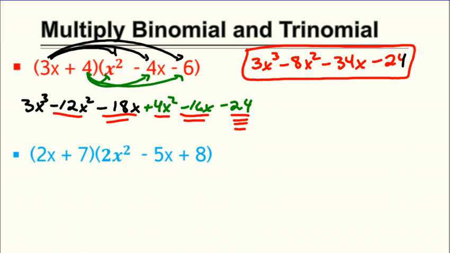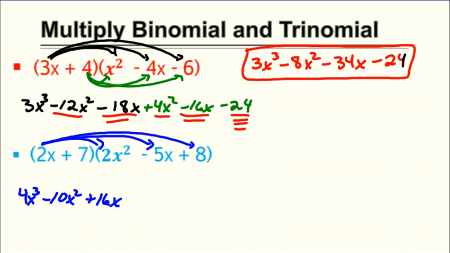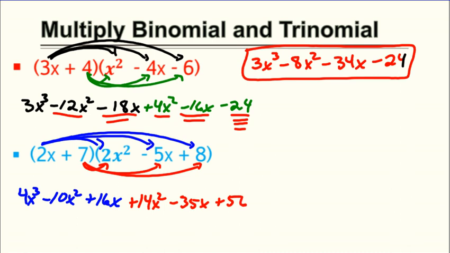Next one, 2x times 2x squared is 4x cubed. 2x times a negative 5x is a minus 10x squared. 2x times 8 is a positive 16x. Next one, we got 7 times x squared, so positive 14x squared. 7 times a negative 5x is a minus 35x. And 7 times 8 gives us a positive 56.